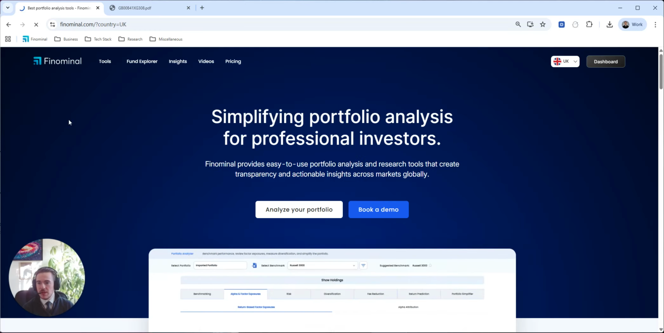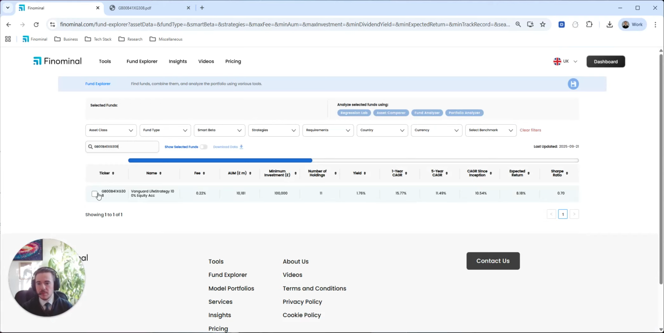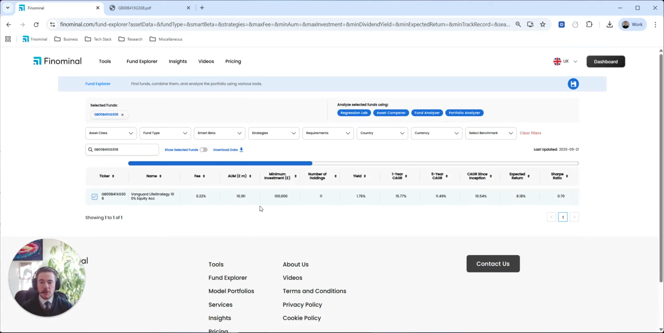Going to head over to the Fund Explorer. We'll paste the ISIN code in. And as we can see, quite a popular fund indeed, just over 10 billion AUM. Relatively cheap fees as well, 0.22%, and that is to be expected for a passive fund.